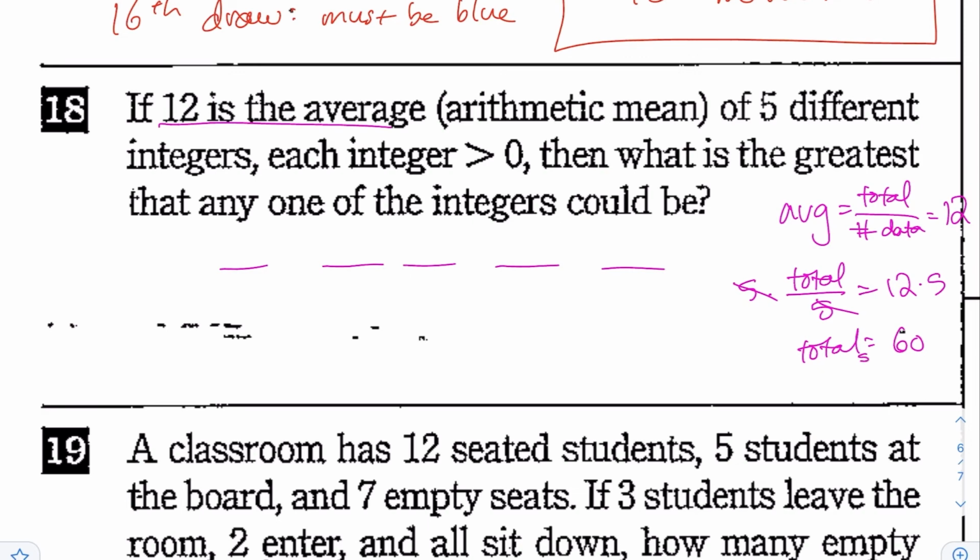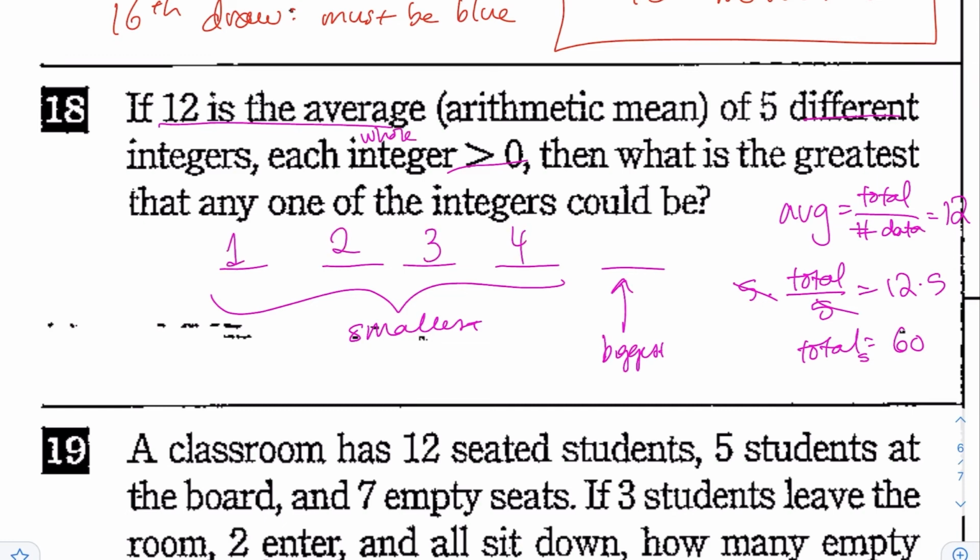Now, to make one of them the greatest, the other numbers have to be the smallest. So the smallest integers, and they all have to be different and greater than 0. Remember, integer is a whole number. The smallest one will be 1, then 2, then 3, then 4. So the total of these 4 will be 10. That leaves 50 for the biggest number. So the biggest number can be equal to 50.